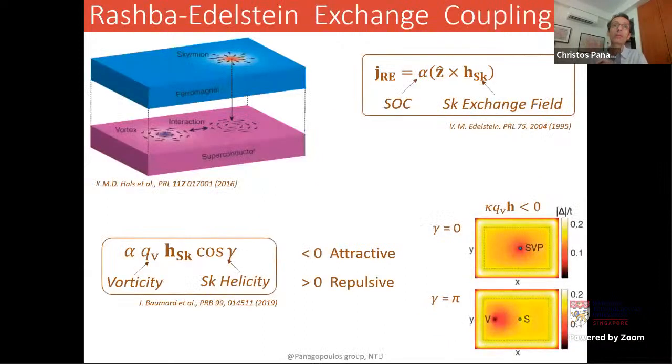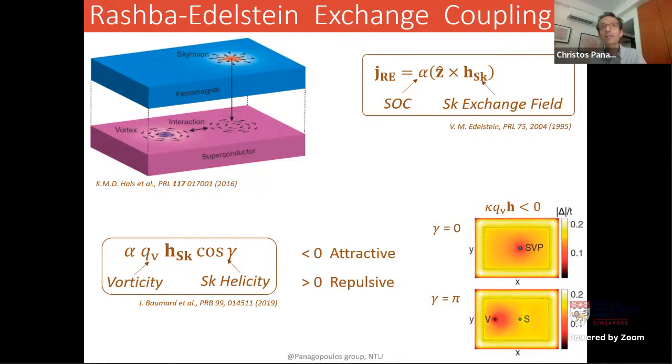So firstly, we need to consider the Rashba-Edelstein exchange coupling. This is essentially a superconducting magnetoelectric effect. It is actually a spin polarization generating a supercurrent. So here we have a superposition of a supercurrent on vortex currents causing skyrmion-vortex interaction. And this interaction is controlled by spin-orbit coupling and the skyrmion exchange field.